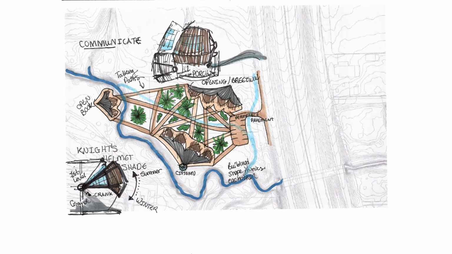Moving on, I use the word communicate. Here, the buildings open inward and the central paths represent a dialogue between the buildings. A unique shading device is shown in the lower left-hand corner, which can pivot up and down, shading the upper floor in the summer and providing a wind break to the ground floor in the winter.